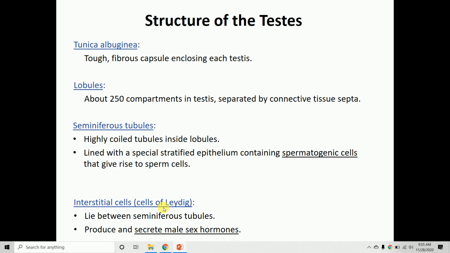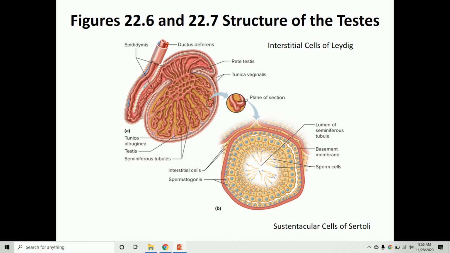So let's take a look at a picture of the structure of the testis. You could find the tunica albuginea that surrounds each individual testis. You could also see these separators in between, dividing the testis into lobules. So this would be one lobule and there is another. And each lobule has these twisted coils known as the seminiferous tubules.